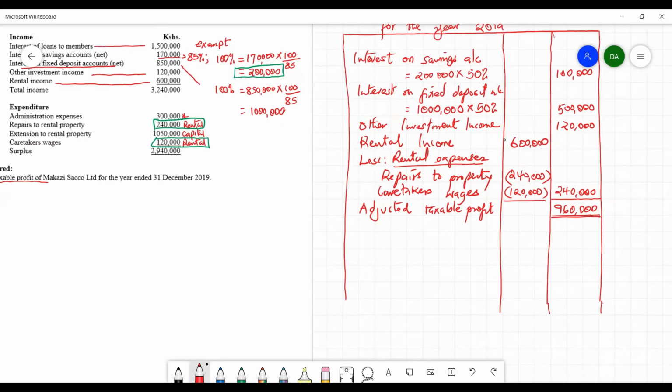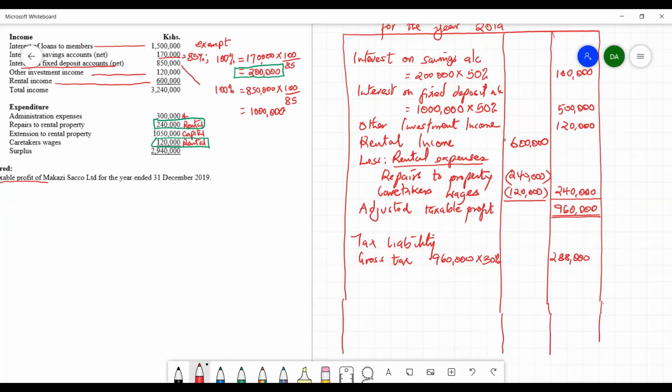After that, we may go ahead and determine the tax payable by the SACCO as follows. So this is the tax liability section. Beginning with the gross tax liability: 960,000 multiplied by 30%. Being a corporate body, the rate of tax is the corporation tax rate, which is 30%. And that will give you a total of 288,000. But that is the gross tax liability.